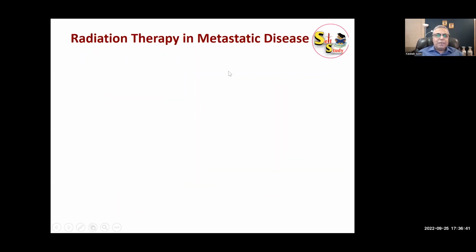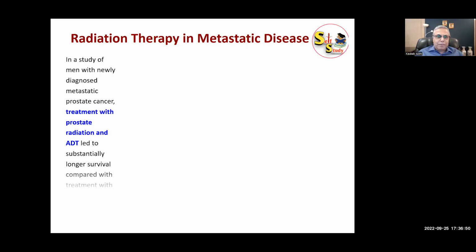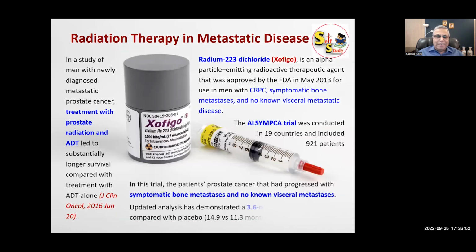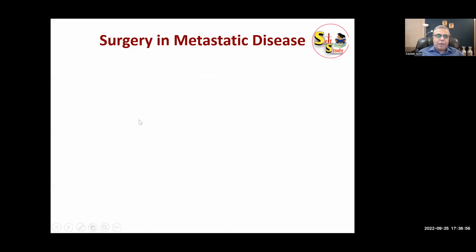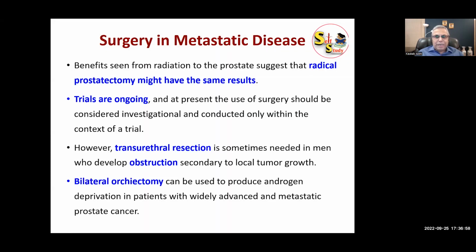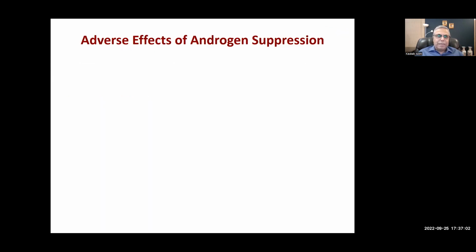Now, the rest of the slides are self-study. I've written over here that these are self-study. Maybe I've not written it in your handouts, but the rest of the slides are not going into details. This is radiation therapy, not our field. Surgery in metastatic disease has very limited application. Again, this is your self-study.